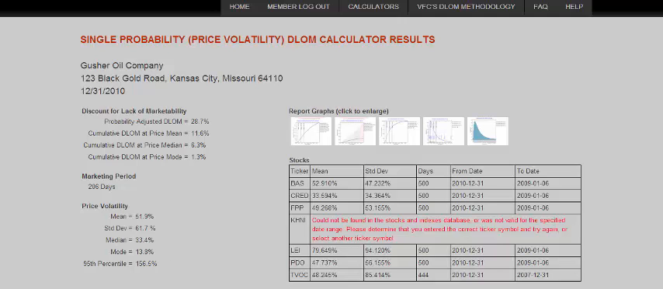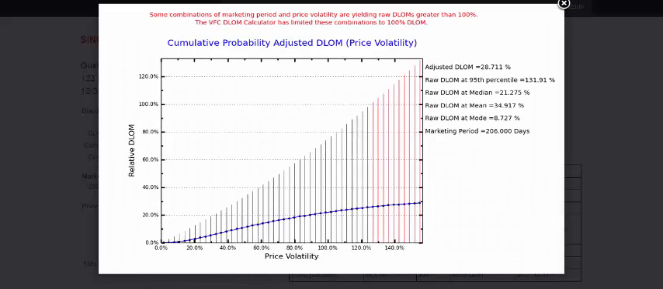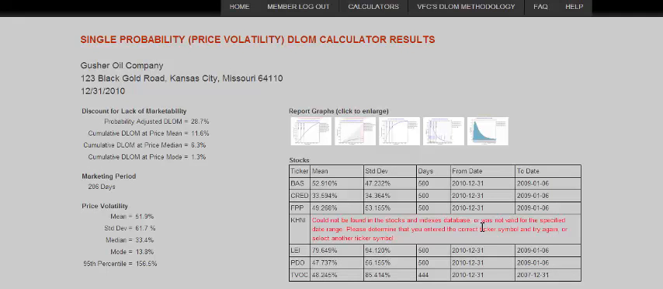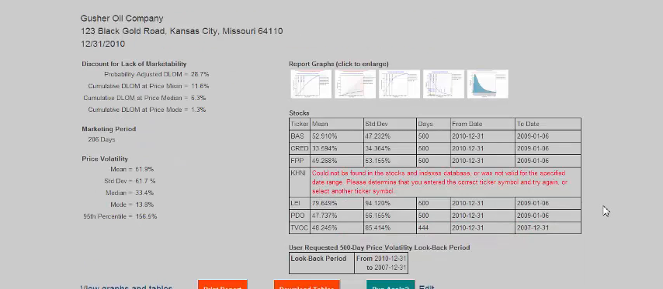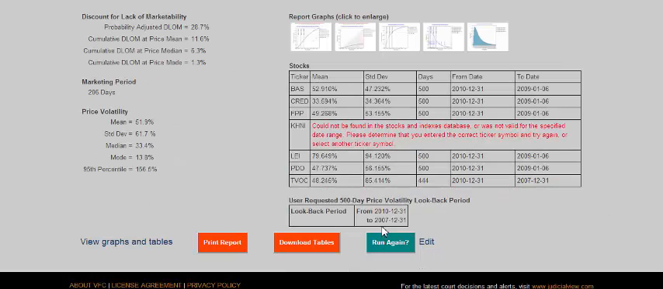The screen report also has graphs that can be dragged and dropped into your report in their collapsed form, or can be expanded for a closer look. There is a table summarizing the stock or index price volatility results, and another table reporting the selected or specified price volatility measurement period.